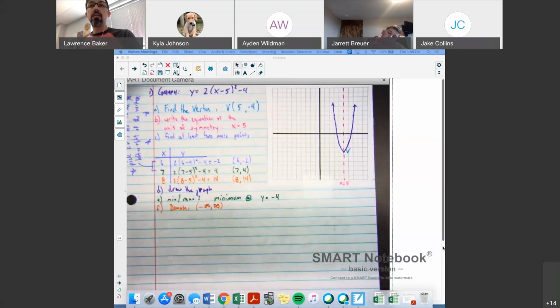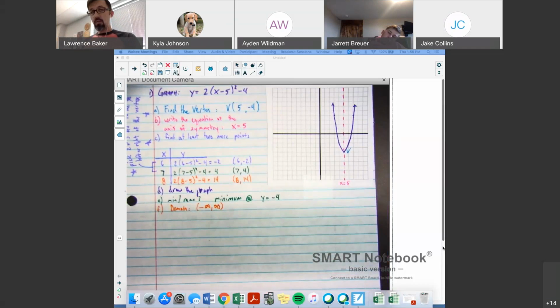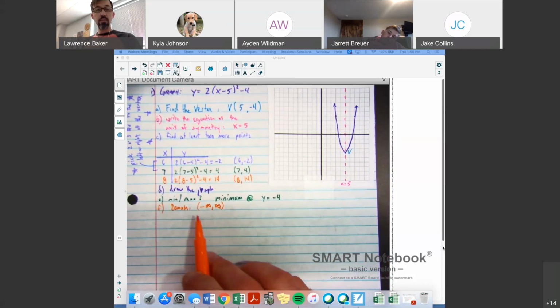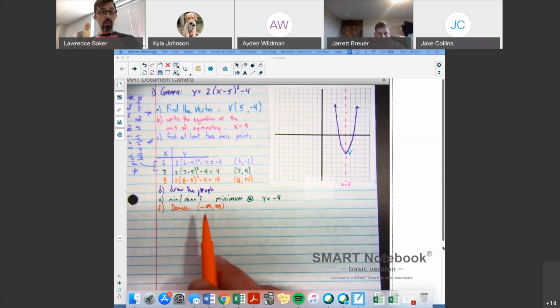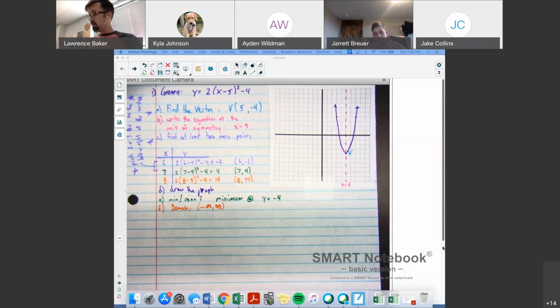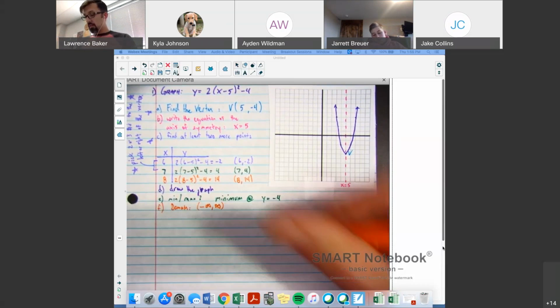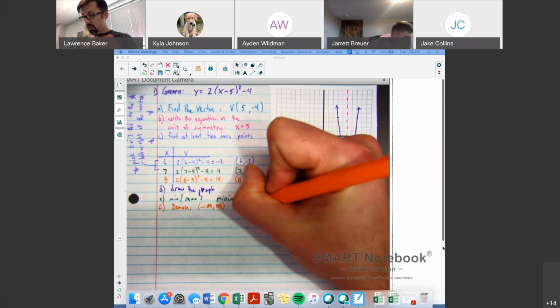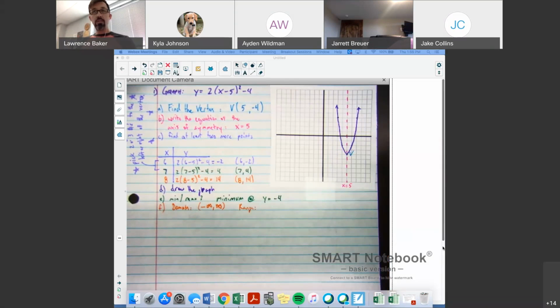Again, what that means is that the domain is our set of inputs. That means we can plug in every number. I can plug in any number I want into this. The math will always work. We'll always get an answer. Well, the other side is, what are those answers? What are those outputs? What's the range?